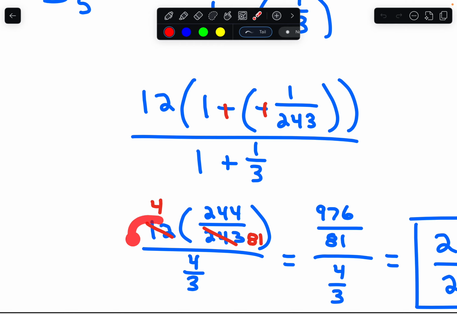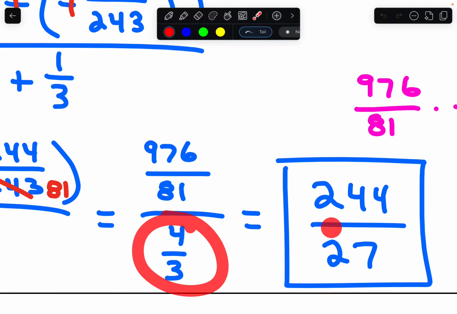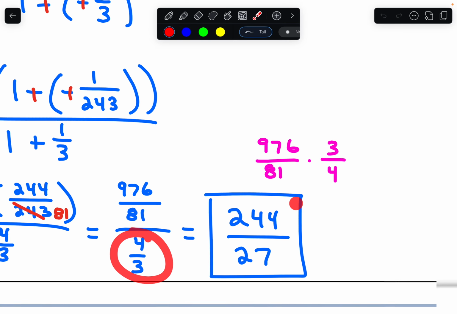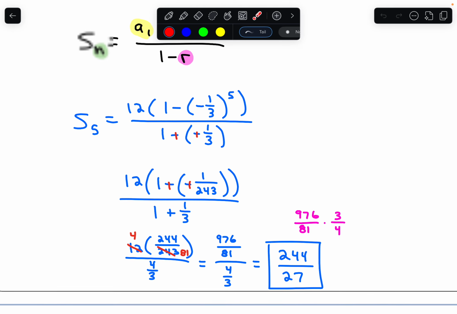And now we're just simplifying. So let's see, 12 over 243, we know they're both divisible by 3. So that becomes 4 and 81. 4 times 244, and so, we talked about this the other day. I like to break this down. 4 times 200 is 800. 4 times 40 is 160. 4 times 4 is 16. So 800 plus 160 plus 16 is where 976 comes from. And now dividing by 4/3 means I'm going to multiply by the reciprocal. And so you can simplify some stuff here. You guys know how to cancel things. 244 over 27.